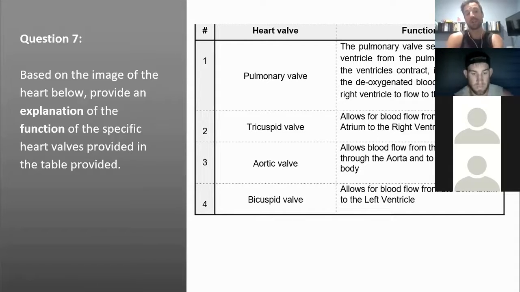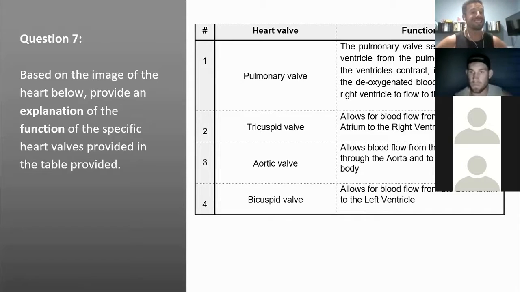So the second one, guys, is the tricuspid valve. That allows blood flow from the right atrium to the right ventricle. The atrium is the top chamber of the heart. The ventricle is the bottom chamber of the heart. That's the tricuspid valve. Tri just means it's got three, like it's got three leaflets, like a BMW sign.